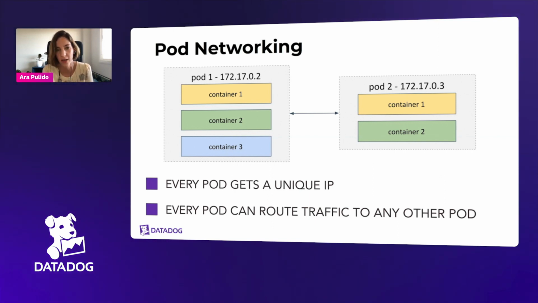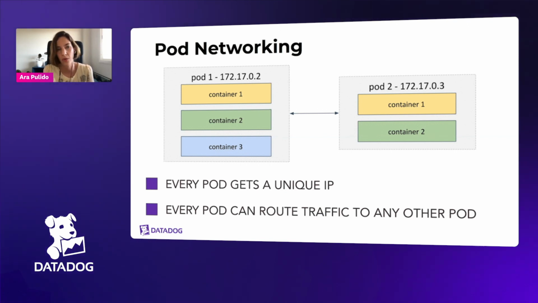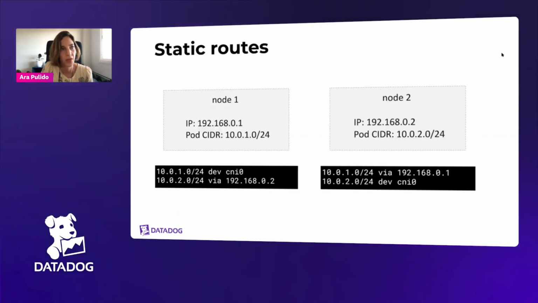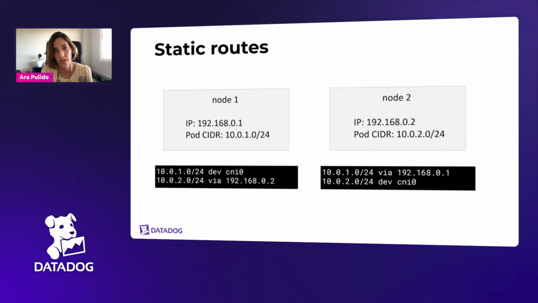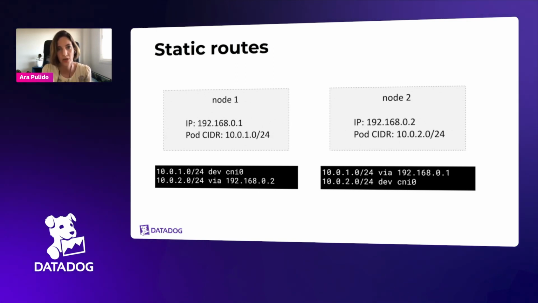Well, let's say it's a set of rules that the cluster has to match, that basically says that every pod is going to get a unique IP on the cluster, and that every pod can route traffic to any other pod. So you should be able to route traffic between any pods in the cluster. There are several ways to do this, because actually Kubernetes is not doing this by itself. It doesn't have a canonical implementation, so you have to implement this yourself. And there are several ways.